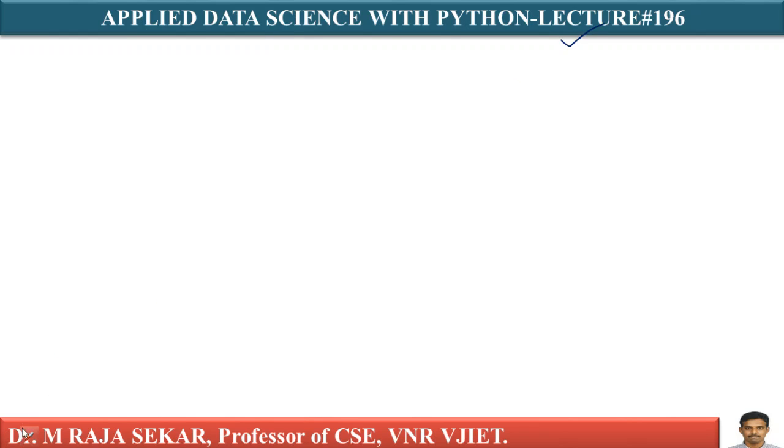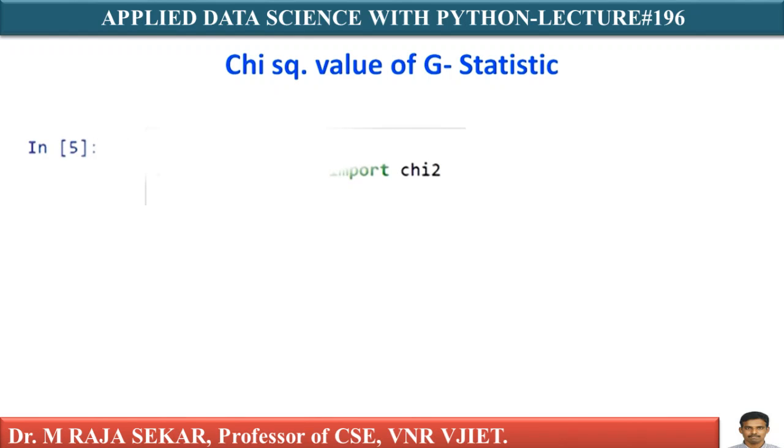This is lecture number 196. In this lecture, I will continue my discussion on logistic regression. Now we will try to understand how one can calculate chi-square value from G statistics. I already discussed G statistic in my previous lecture. Just see this one. This is a screenshot of your Jupyter notebook. At the end of this lecture, we will try to understand these things in Jupyter notebook.